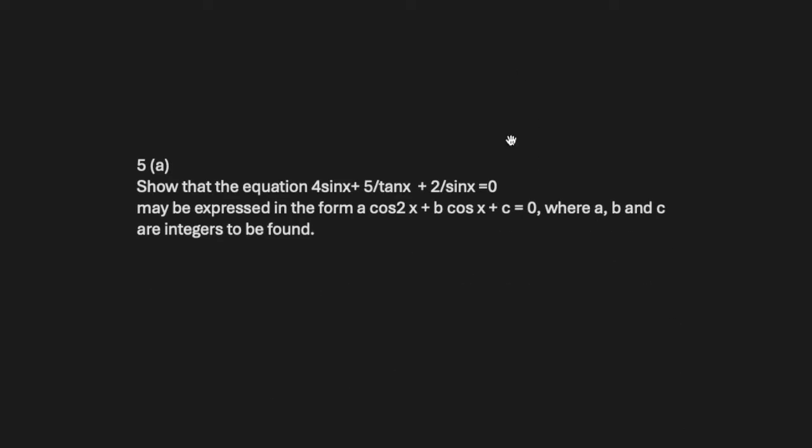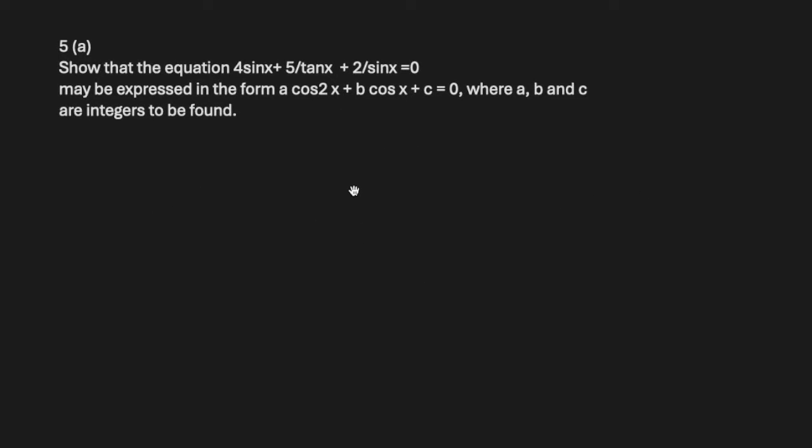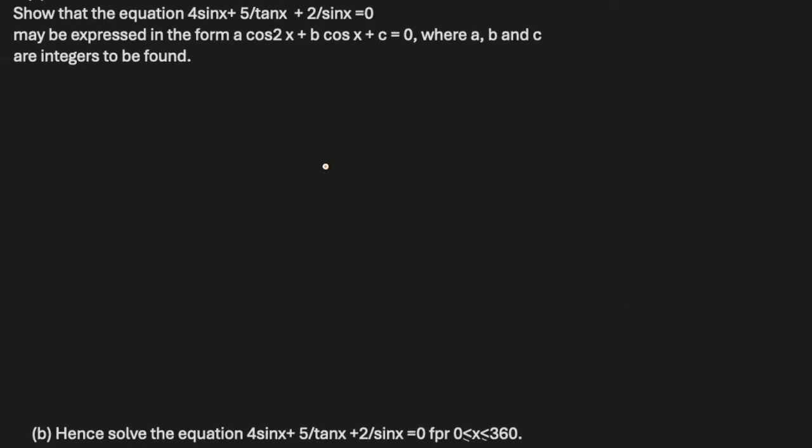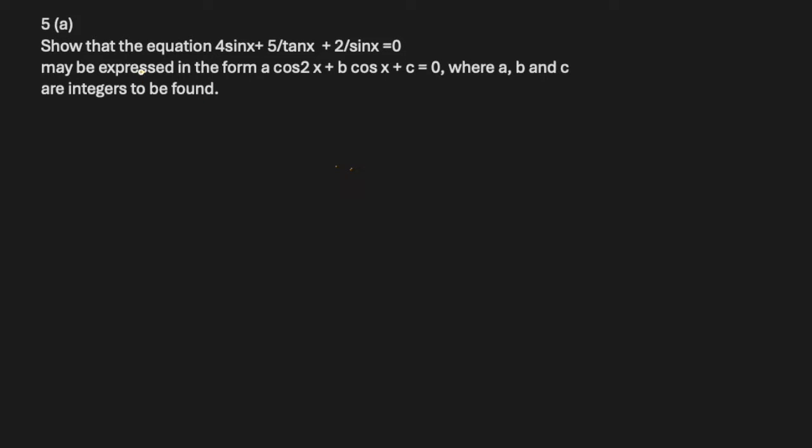Okay, question number 5. Question number 5 says, show that the equation 4 sin x, let me write it properly because it may not be visible that well, plus 5 over tan x plus 2 over sin x equal to 0, can be expressed as a quadratic a cos² x plus b cos x plus c, where a, b, c are integers. So we have to find those integers also.